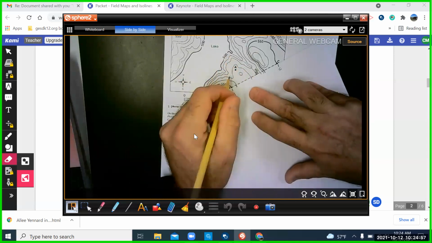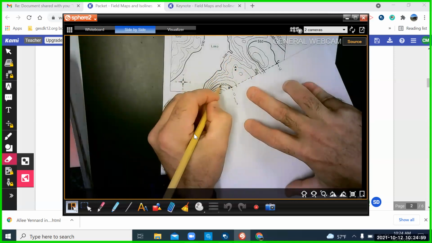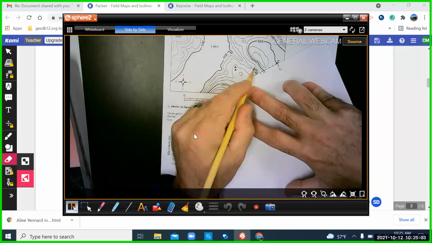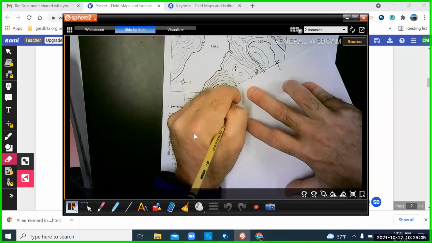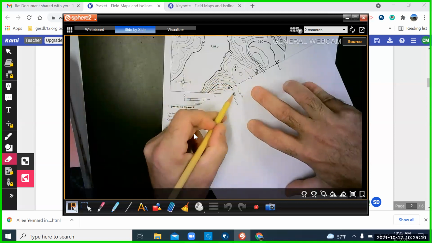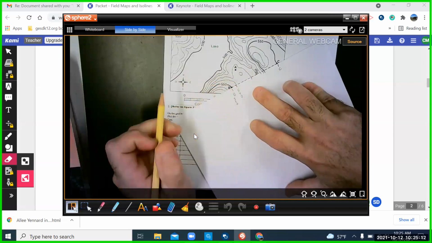So this next line here, in this case, I'm going downhill, because I'm going towards a creek. So in this case, this one is going to be 540, because I'm 10 meters less than the 550.